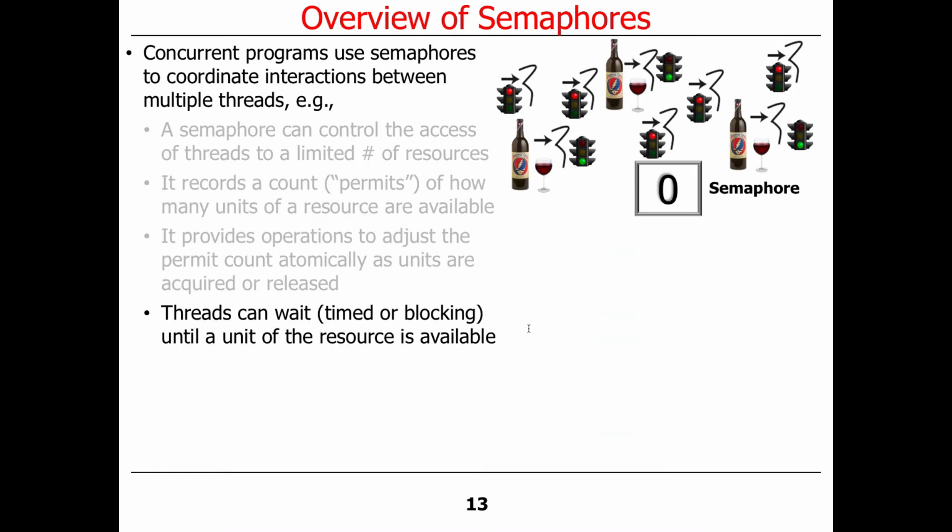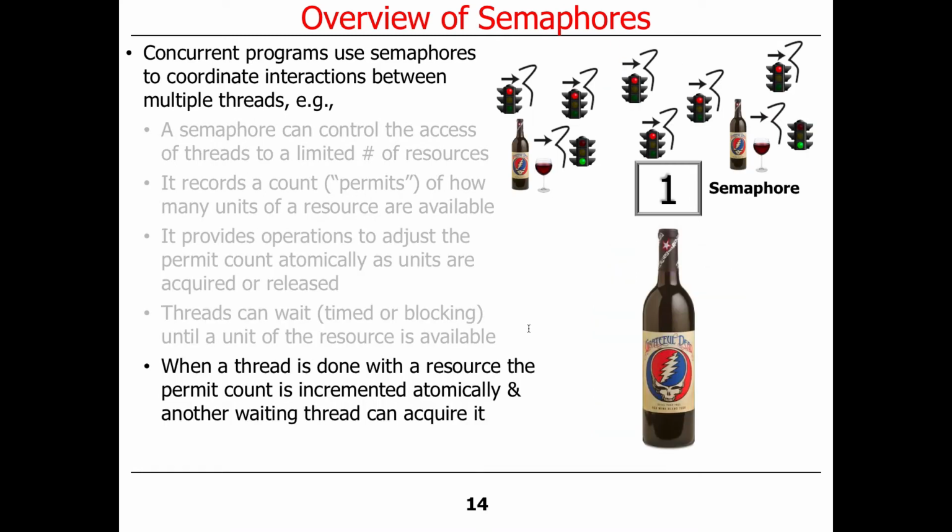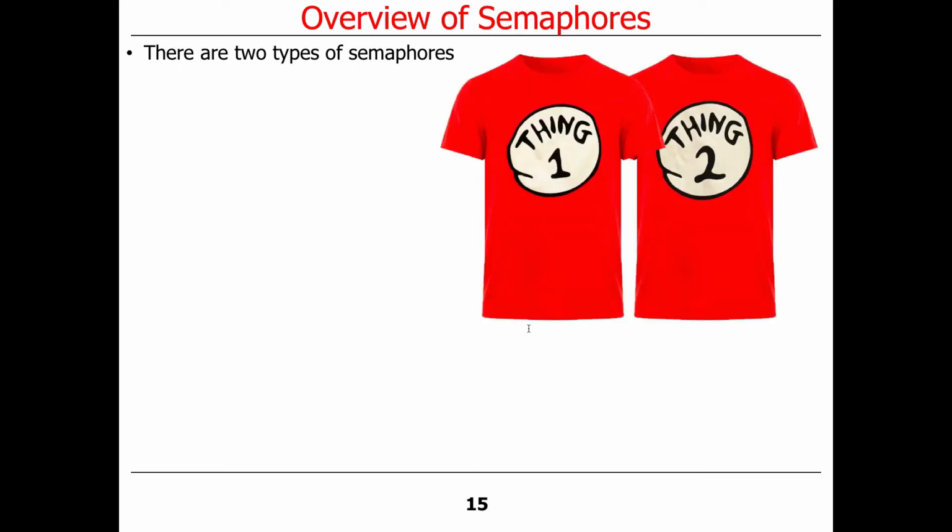Okay, so that's basically the way to think about this, right? You're trying to acquire a resource, and there's a count, and every time you try to get it, if it's greater than 0, you can grab the resource, and the count drops by 1. If it's 0, you have to wait.